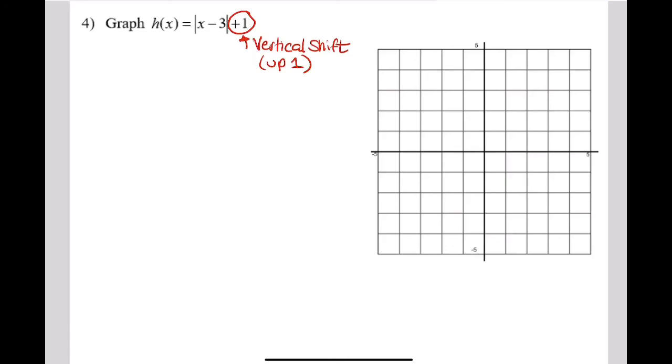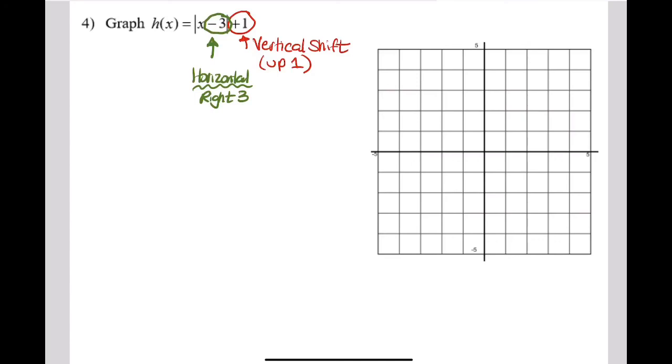And then we have the minus 3 right here, which is within the grouping symbol. It's inside the absolute value. And that tells us it's a horizontal shift. Now remember, horizontal shifts are tricky because they're not really what they seem. They are kind of bizarro backwards. So that's going to be a horizontal shift. Now I know it says minus 3, but this really means we're going to go right 3. That's what we're going to do.